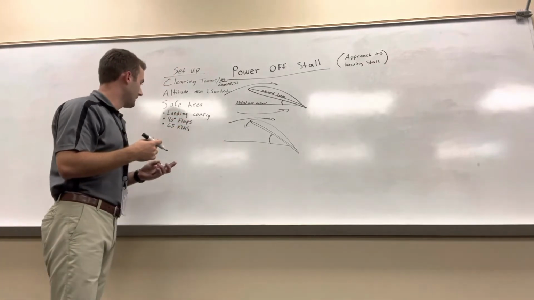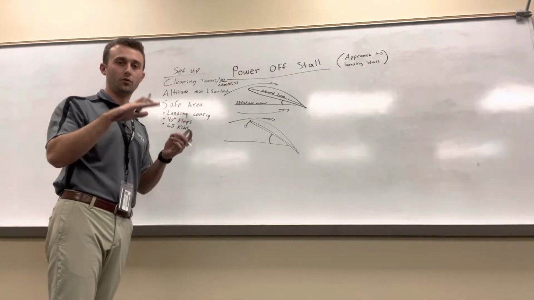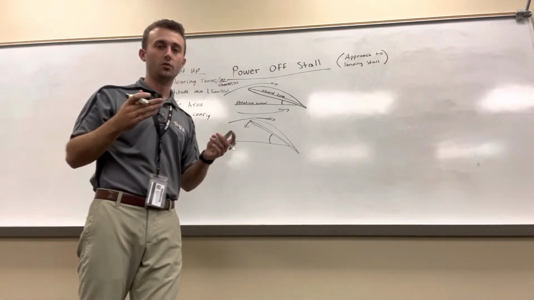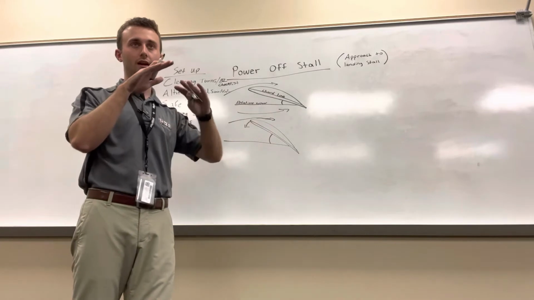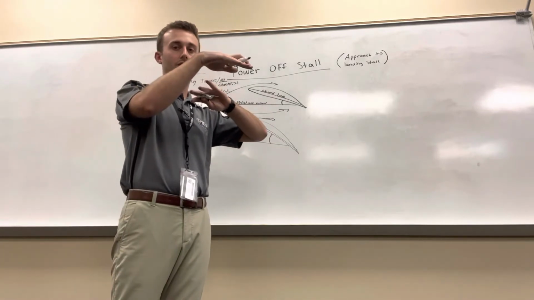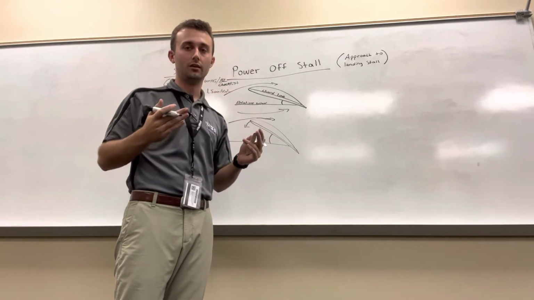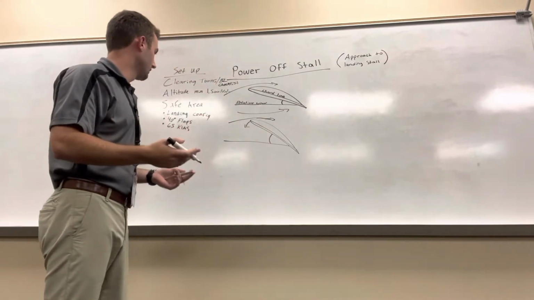So we need to recognize when we're doing that, we need to hold it until it comes to a full stall. What we're trying to do is get these little indications, which could be a buffet, which would be when the wing is separating, or the wind is separating from the wing, and we're not producing any lift anymore. And that's when we're going to stall.